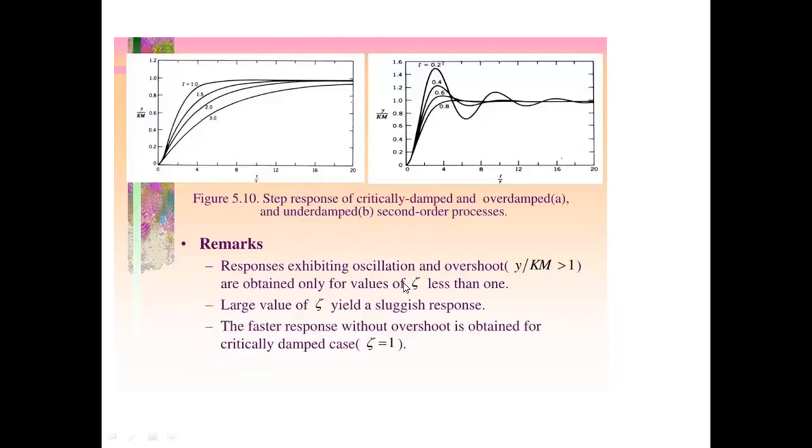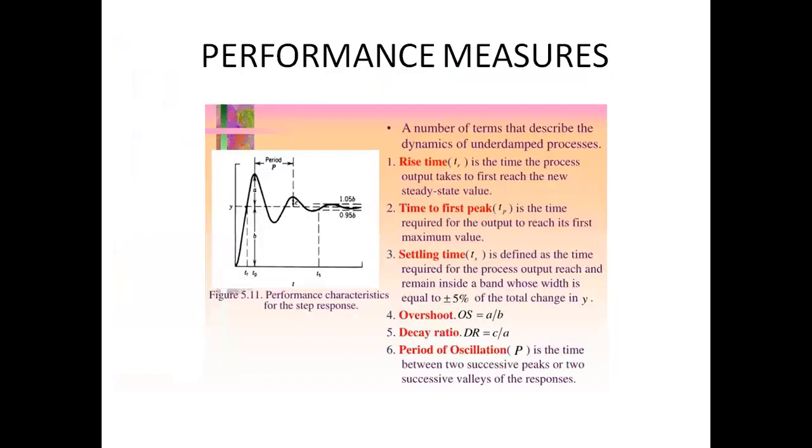So all these expressions show the final values for the real and distinct roots, complex roots and the double root. So remarks, what we can say now is that the responses will exhibit oscillation and overshoot, which is obtained only for values of tau less than 1. Large values of tau yield a sluggish response. The faster response without overshoot is obtained for the critically damped case.